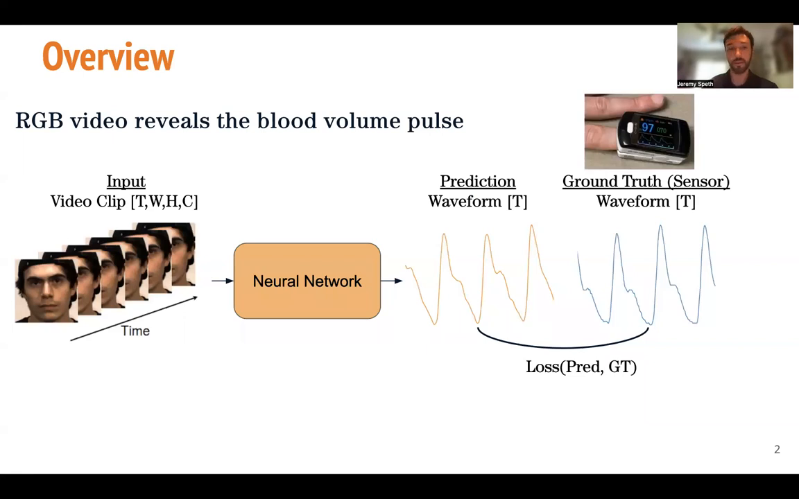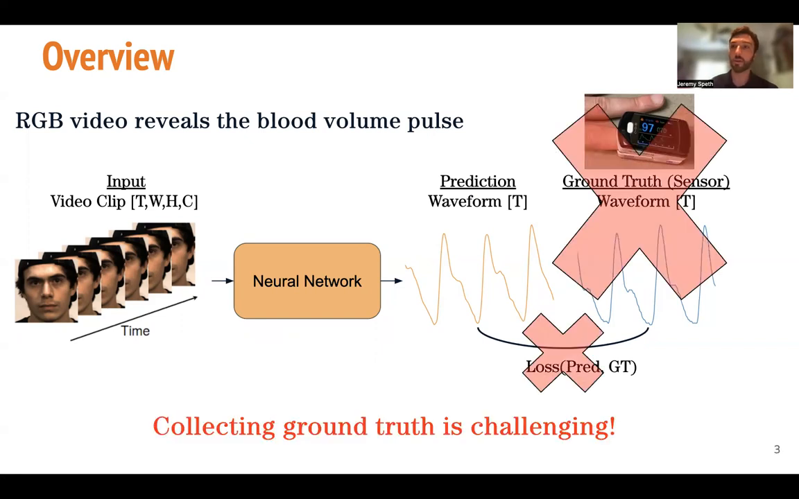As the heart beats, there are very small color changes and movements in the face that are detectable in RGB video. If we pass a video through a neural network, we can actually directly infer this pulse waveform. But typically, this requires supervised training. So we collect data from, say, a fingertip oximeter and synchronize it with a video and train the model on that waveform. But collecting this data is usually very hard and limits the sort of settings in which we can collect video.